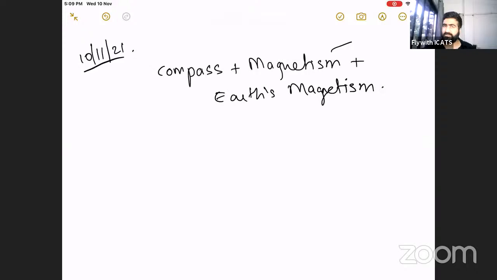And because we find directions on Earth using a magnetic compass, we need to know if Earth has any magnetic properties or not. If yes, then how are these properties relevant to us in aviation studies and in navigation? So it's a very interesting topic. It can go on for, I think, a couple of classes together.